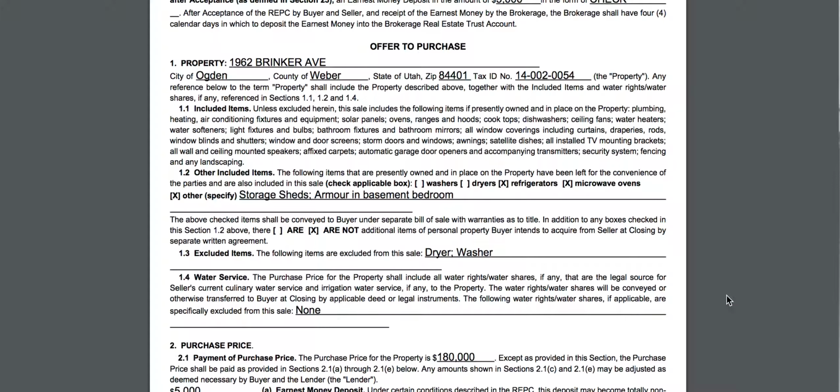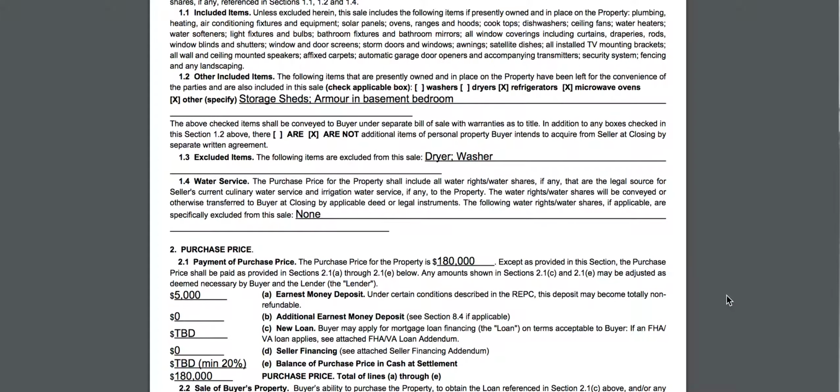Water services on section 1.4. The purchase price for the property shall include all the water rights and water shares, if any, that are the legal source for seller's current culinary water service and irrigation water service, if any, to the property. The water rights and water shares will be conveyed or otherwise transferred to buyer at closing by applicable deed or legal instruments. The following water rights, water shares, if applicable, are specifically excluded from the sale. You do not want to leave anything blank, so we put none, meaning none are to be excluded.